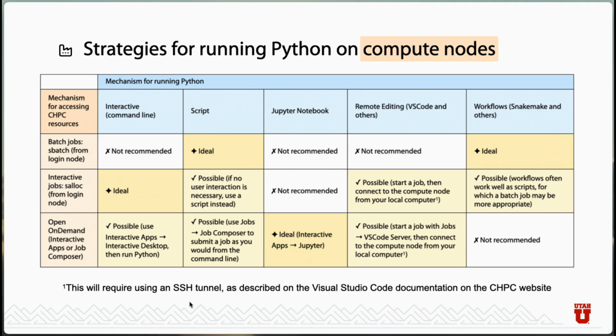So depending on what mechanism you're using to run Python, whether you're running it interactively, running a script, using a Jupyter notebook, etc., and whether you're on a compute node or a login node, the ideal way for connecting to CHPC systems is going to vary. So I would recommend just taking a look at this matrix. Again, it is subjective, so you certainly can find ways to work around some of these not recommended or possible cases, and just give it a try. Try running Python, see what works for you, see what you like to use best.